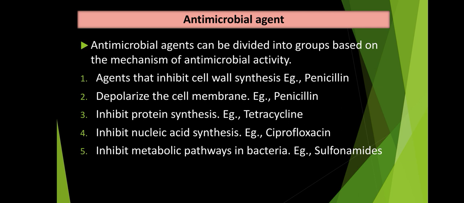So we are going to see what is an antimicrobial agent. Antimicrobial agents can be divided into groups based on the mechanism of antimicrobial activity. Number one, agents that inhibit cell wall synthesis, example penicillin. Second, depolarize the cell membrane, example penicillin. Third, inhibit protein synthesis, example tetracycline. Fourth, inhibit nucleic acid synthesis, example ciprofloxacin. Fifth, inhibit metabolic pathways in bacteria, example the antibiotic sulfonamides.